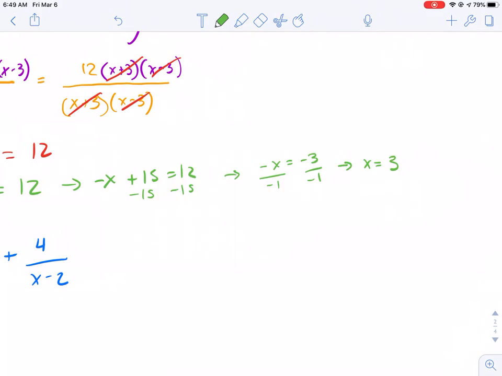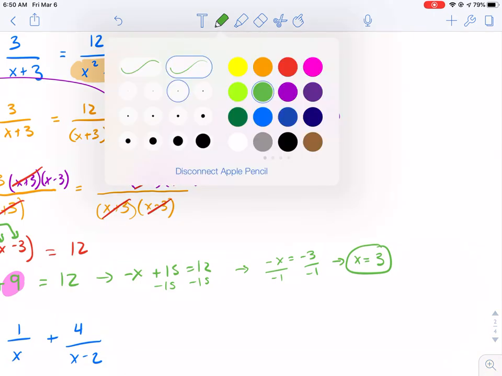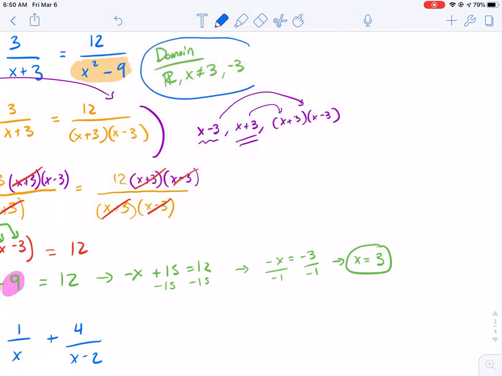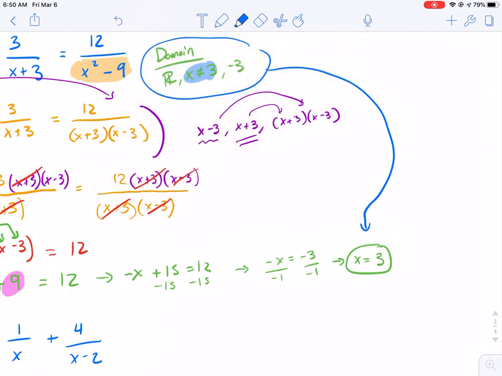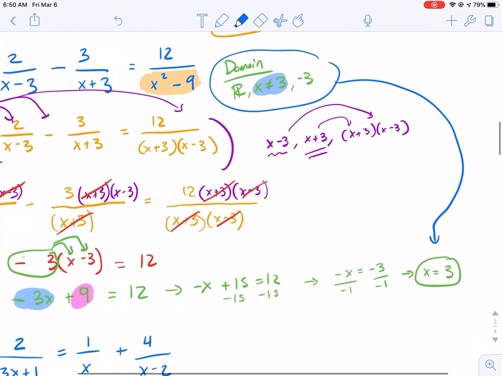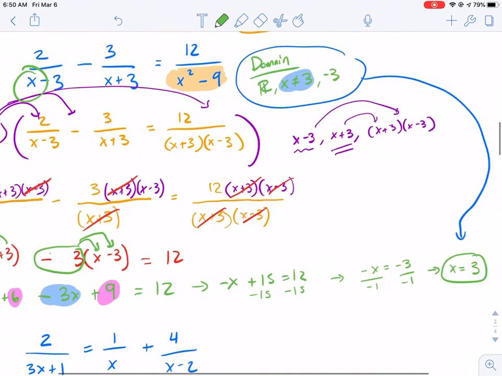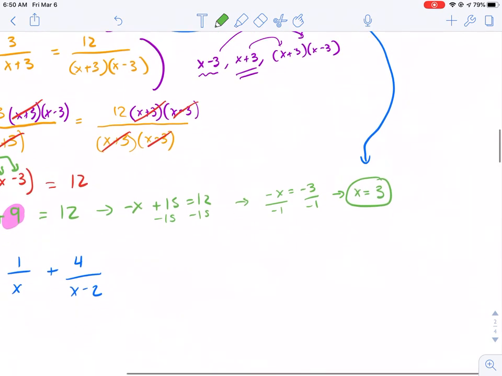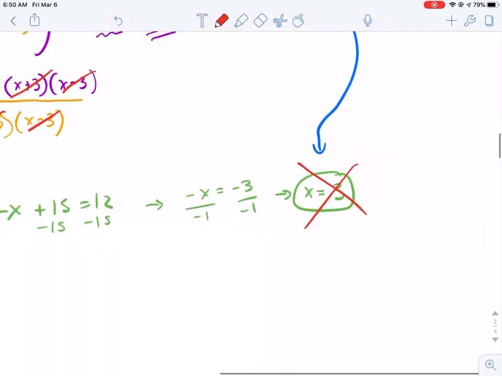Now, before I say this is my solution, what do I have to do? I have to check it with our domain. Are there any restrictions that my solution violated? And the answer is yes. Look here. X cannot equal 3. We already said that. If we put in 3 here, it would make the equation go undefined. So our only solution that we found is bad. This cannot work because it's an exclusion from the domain.